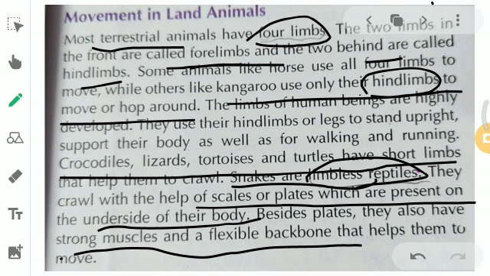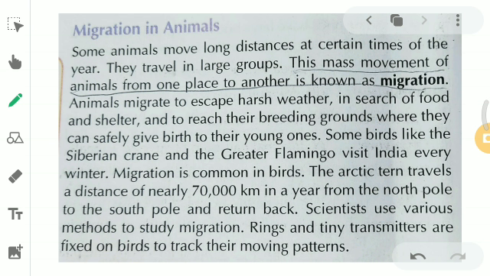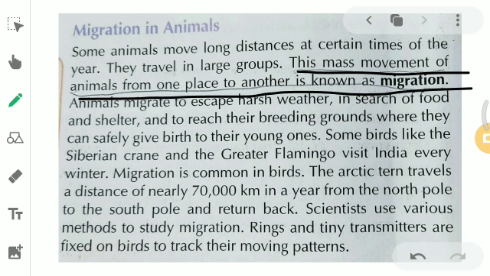Next topic, migration in animals. What is the meaning of migration? Migration means the mass movement of animals from one place to another.